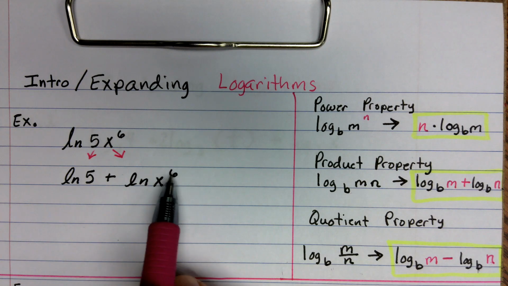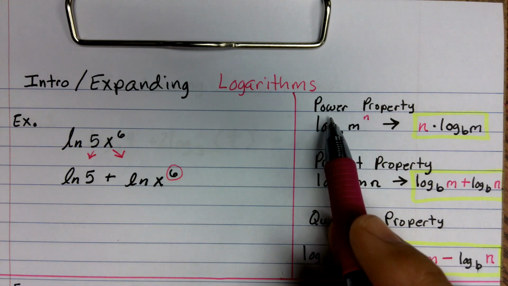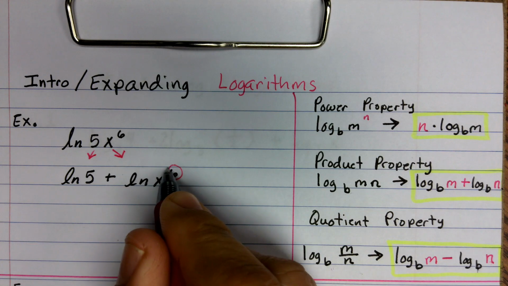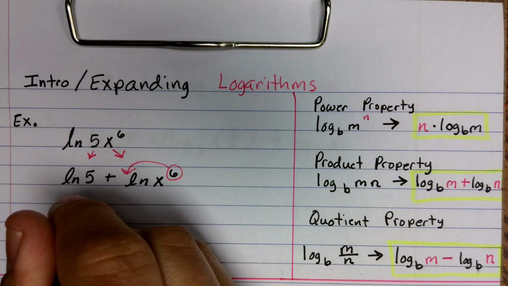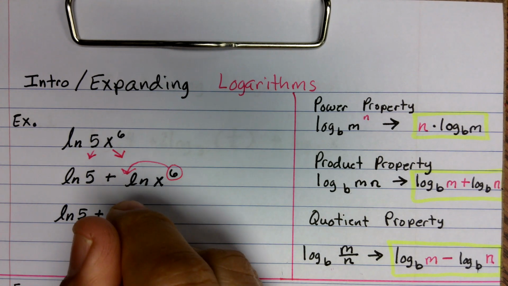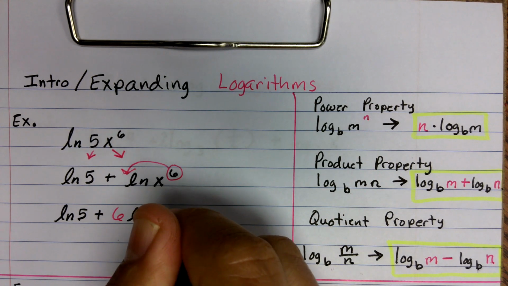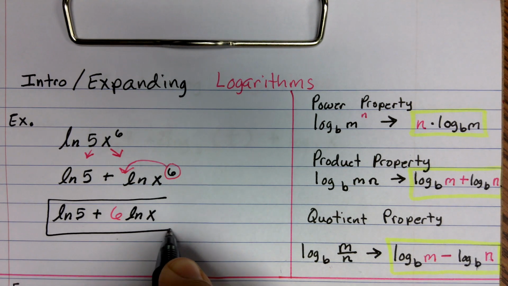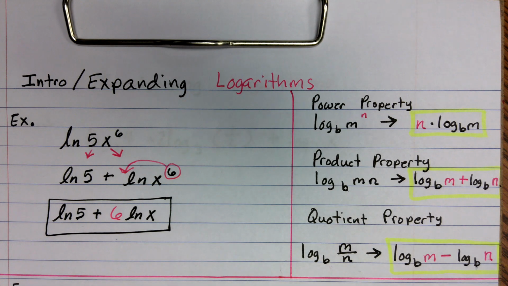But we're not done because we have this power up here, so we have to address this power. So I'm simply going to take that power and use my power property, where I'm going to take that power and place it in front of the log. So it is going to go up here in front. So when I rewrite this, it's going to be ln 5 plus 6 ln x, and then that's my final answer. This has been expanded. I use the product property and the power property.